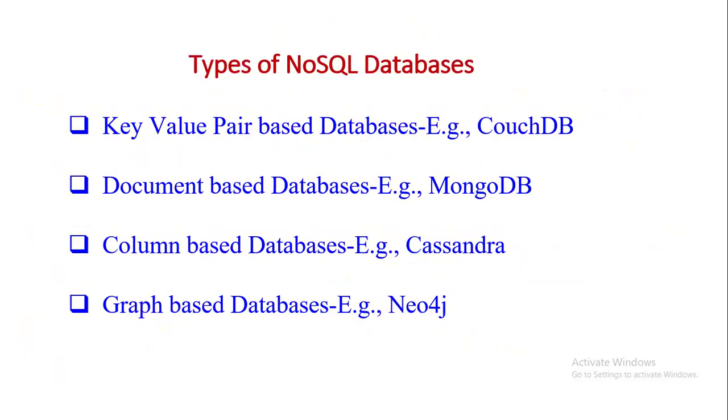So let's see the types of NoSQL databases: key-value pair-based database, document-based database, column-based database, graph-based database. So these are the different types of NoSQL database. In this section, we are going to discuss only MongoDB, which is an open source document-based NoSQL database.